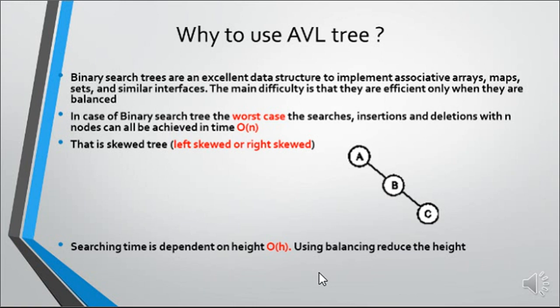But the worst case is order of n, because if it is a skewed tree, suppose over here it is a right skewed tree A, B, C. Now suppose I want to search C, I have to check with A, then B, and then C. So if it is a skewed tree, the worst case time required is order of n. So the searching time is dependent on height. If the height increases, the time will increase. So using balancing, we are reducing the height also.